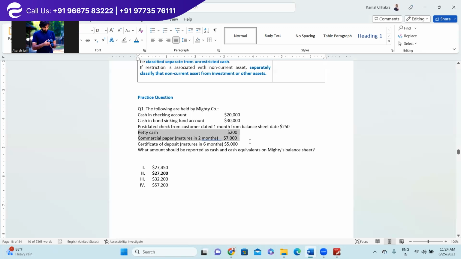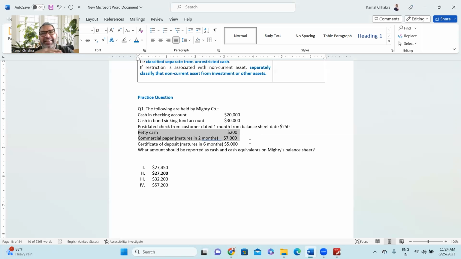So what is bond sinking fund? Ayush, would you like to add something? I read something, I know that sinking fund is not cash equivalent. Yeah, so this is very old accounting. Nowadays sinking fund does not exist actually. Earlier people used to maintain a sinking fund to repay the debentures or to repay any big liability.